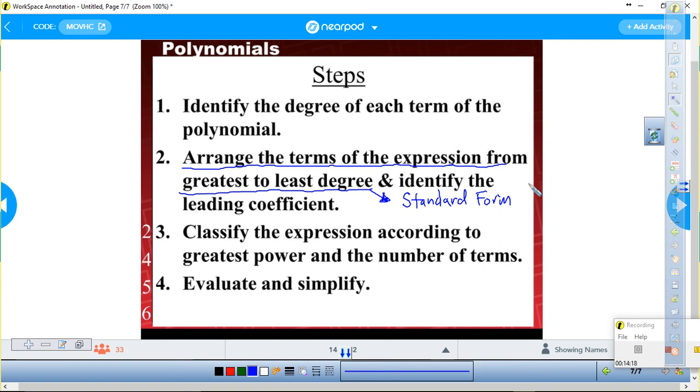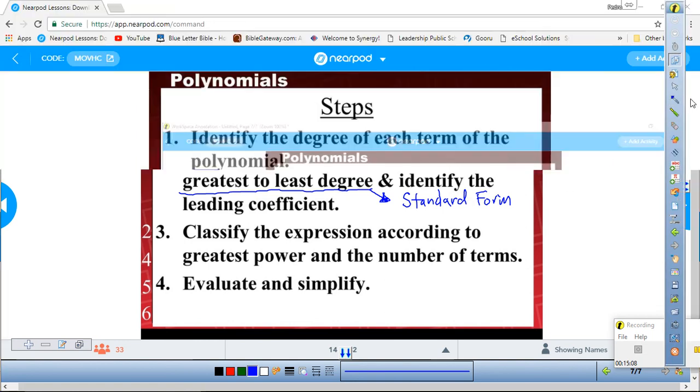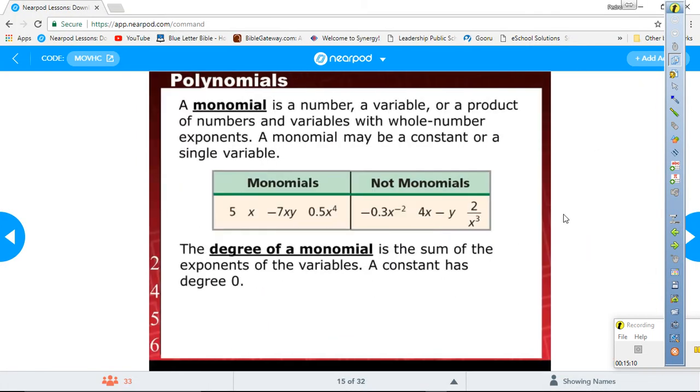So let's elaborate a little bit on that. We first need to find out how to find the degree of a polynomial. How do we find the degree of a polynomial? Okay? All right, let's see. Writing utensils down, look up to the screen.